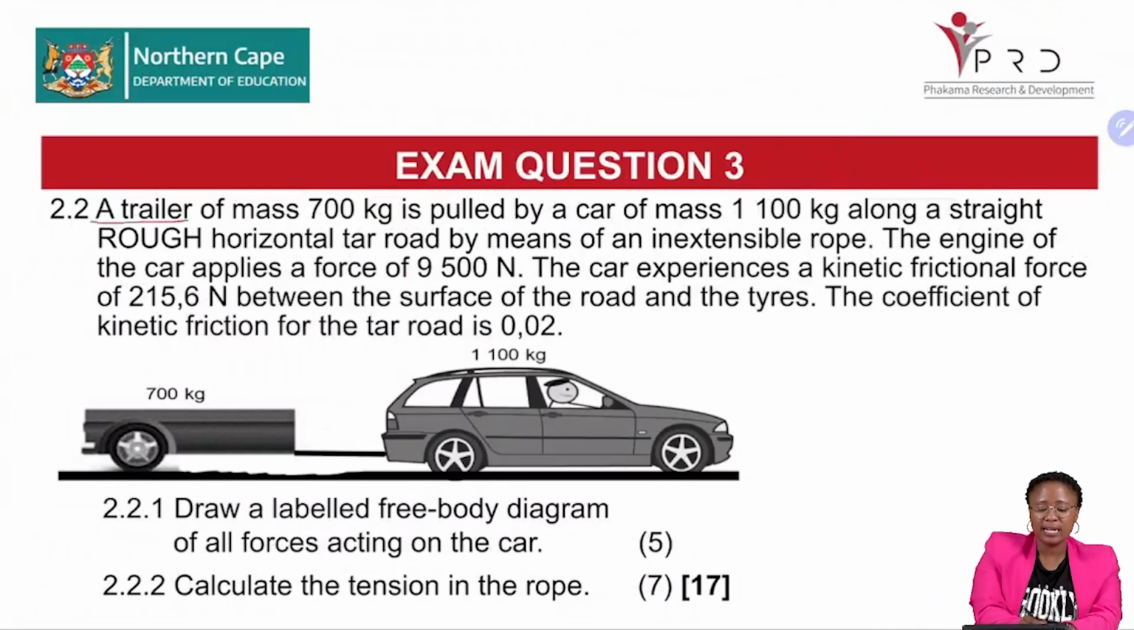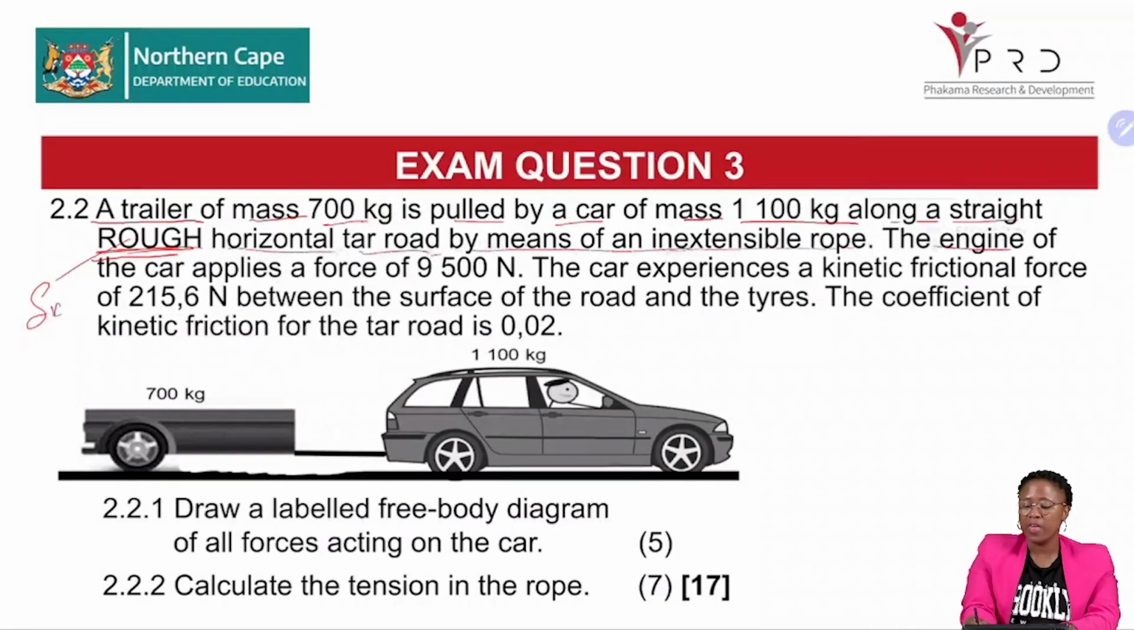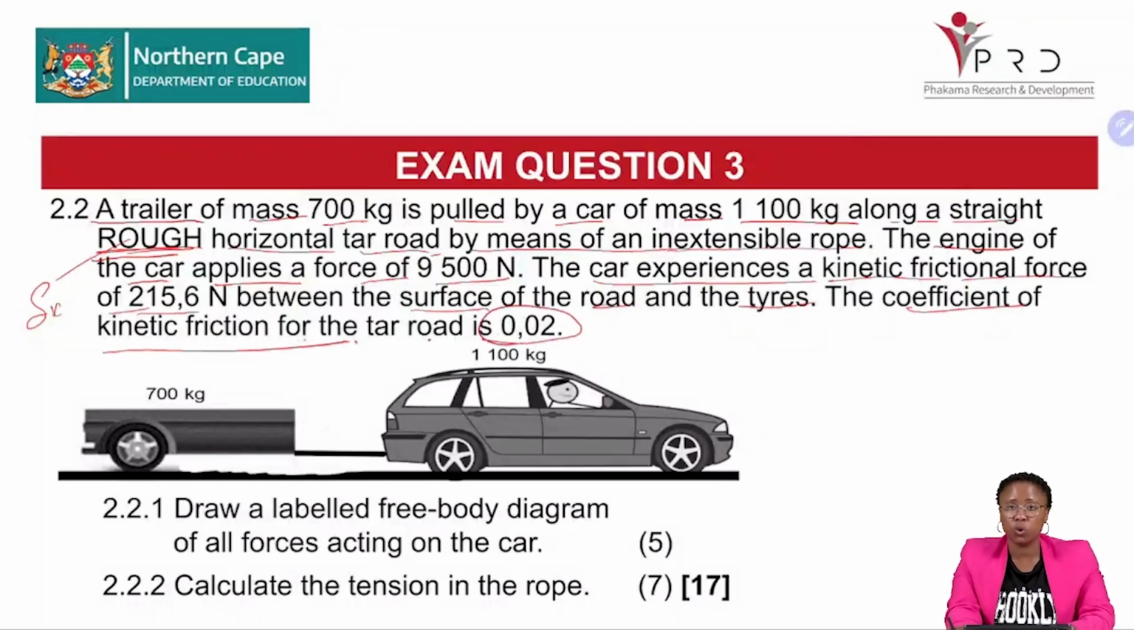2.2 says, a trailer of mass 700 kg is pulled by a car of mass 1100 kg along a straight, rough, horizontal road by means of an inextensible rope attached to a tow bar. Rough tells you something. It means that we have what? We have friction force. The engine of the car applies a force of 9,500 newtons. The car experiences a kinetic friction force of 215.6 newtons between the surface of the road and the tires. The coefficient of kinetic friction for the road is 0.02.